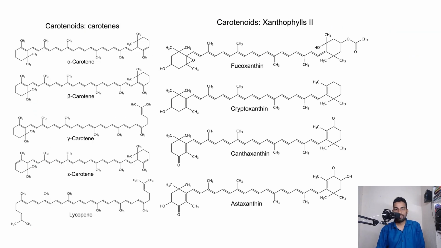We already discussed that carotenoids include carotenes and xanthophylls. You can see the structures. There are alpha carotene, beta carotene, gamma carotene, epsilon carotene, lycopene. There are different types of xanthophylls: fucoxanthin, cryptoxanthin, canthaxanthin, astaxanthin.